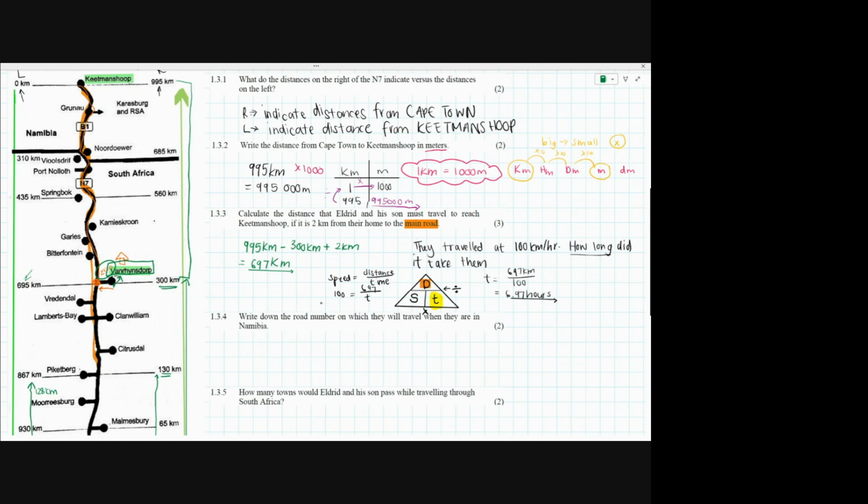If you did have to solve this equation, you would first have to multiply by t on both sides. So 100t equals 697, and then divide both sides by 100, which would give you exactly the same answer. So it doesn't matter what you choose to do. You decide. But like I say, this is a point at which they could ask you a speed, distance, time question. Then we need to be able to answer it.